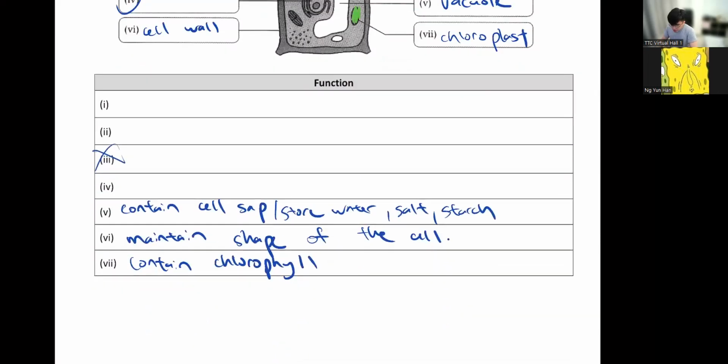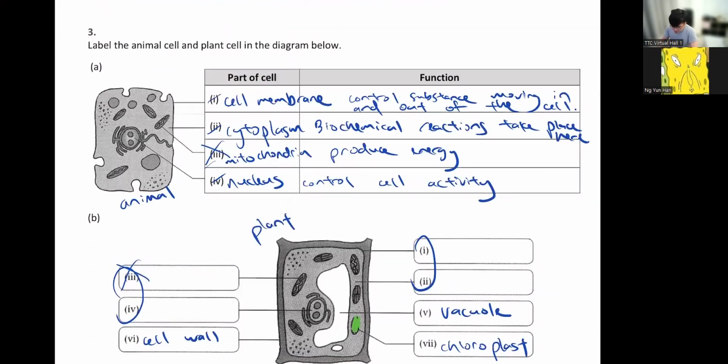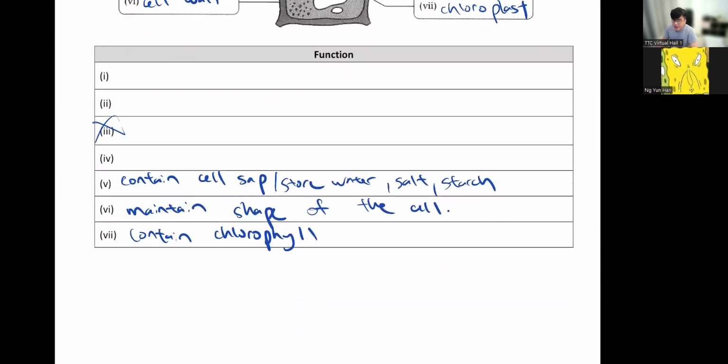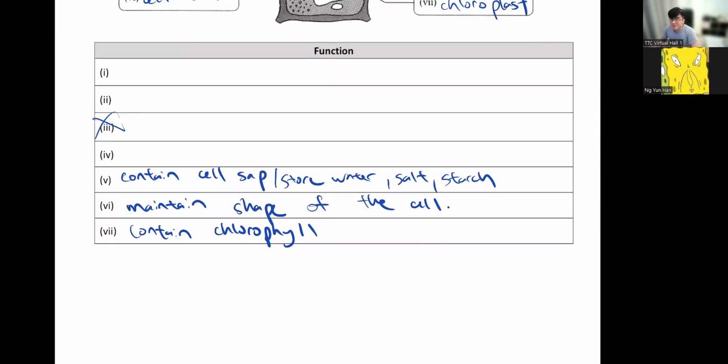Okay, easy. So your animal cell, they have 3 parts, without counting the mitochondria. And your plant cell has 6. So 3 and 6. Plant cell has twice more parts compared to animal cell. Okay, easy peasy, easy peasy.